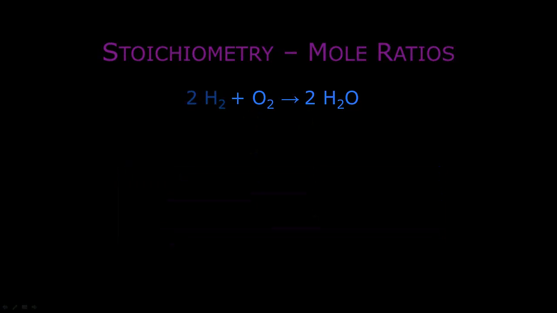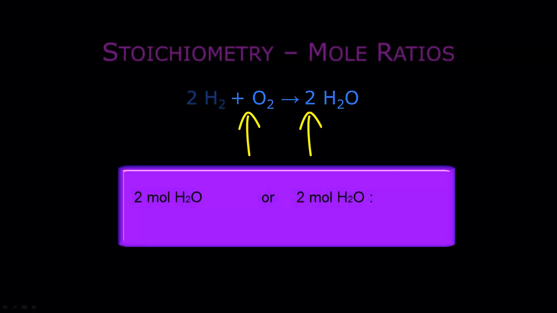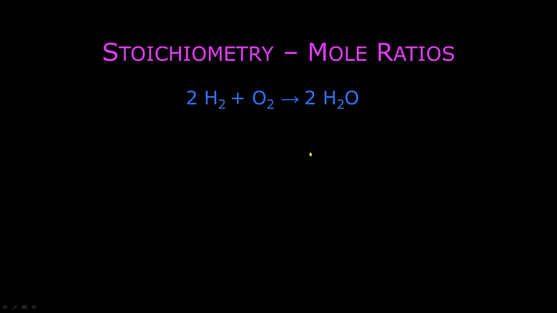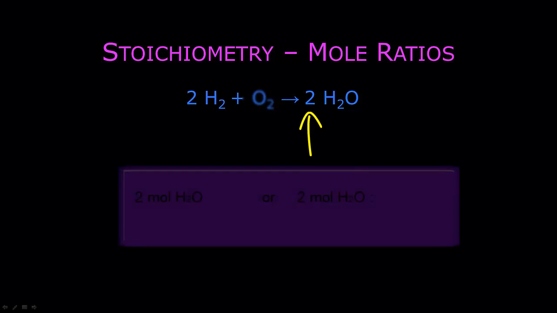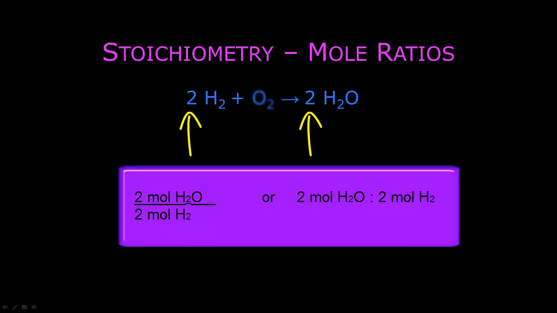Water to oxygen, you have 2 moles of water produced for every 1 mole of oxygen used. So that molar ratio would be 2 to 1. And lastly, water to hydrogen, you have 2 moles of water produced for every 2 moles of hydrogen used. So that mole ratio would be 2 to 2.